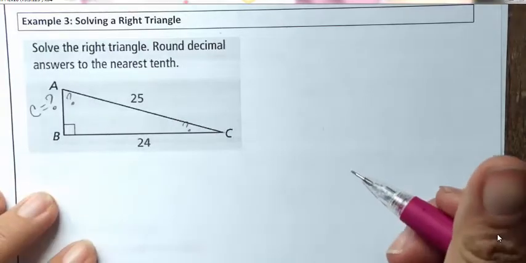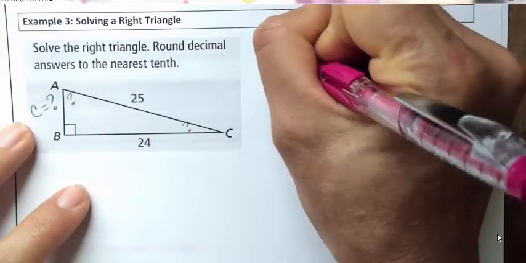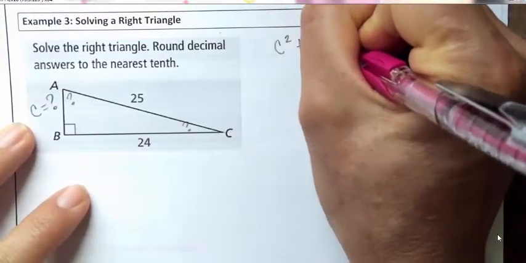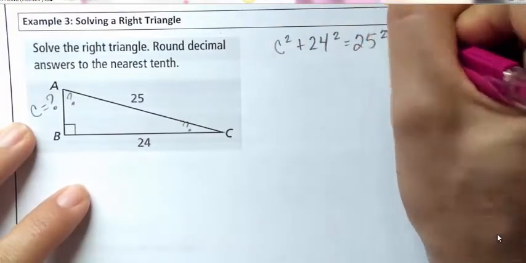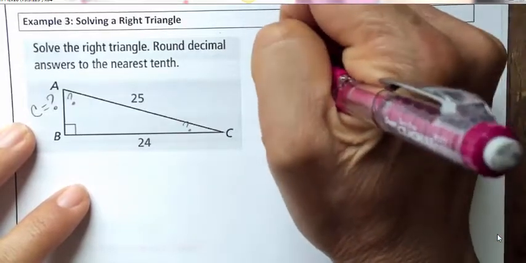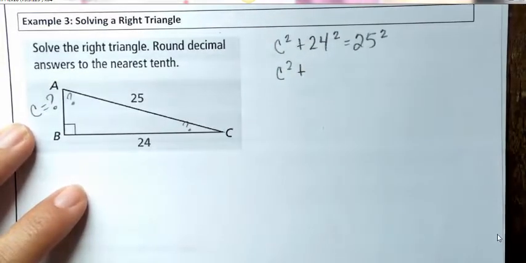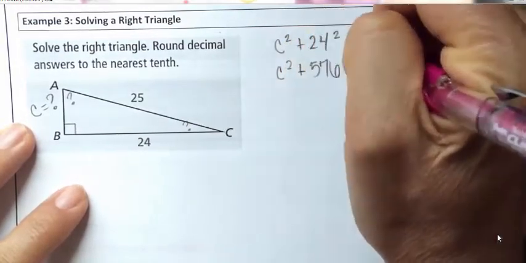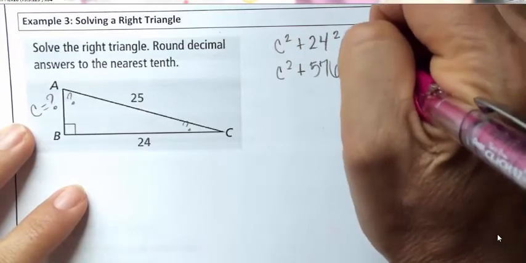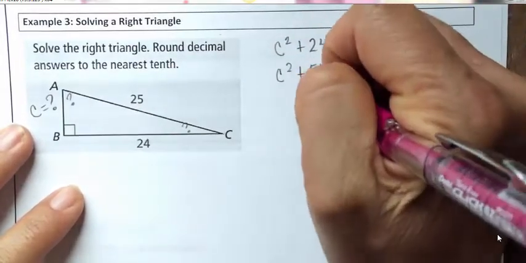That's pretty easy. It's the Pythagorean theorem, right? So basically I can say c squared, which is a leg, plus 24 squared is equal to 25 squared. All right, so I got c squared plus, let's see, what's 24 squared? 576, equals, and 25 squared, I have that one memorized, that's 625. Okay, we'll solve for c squared.